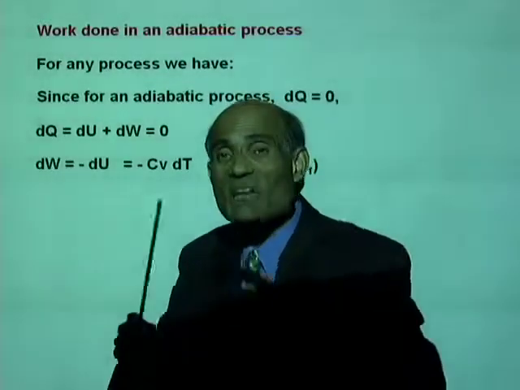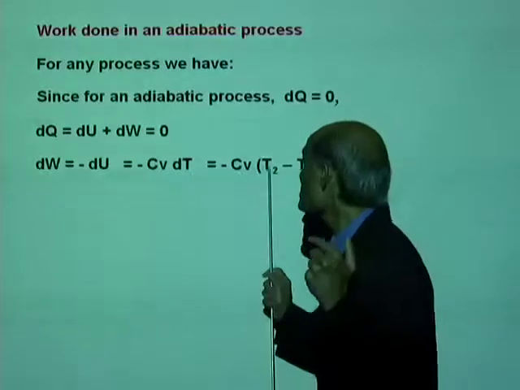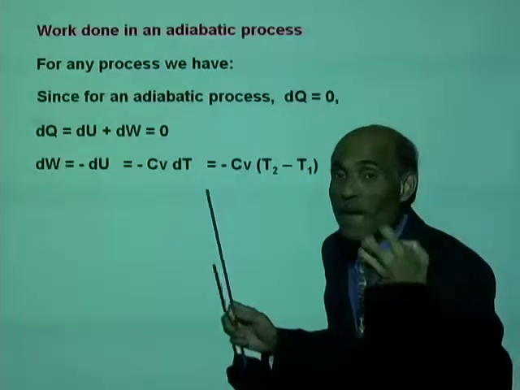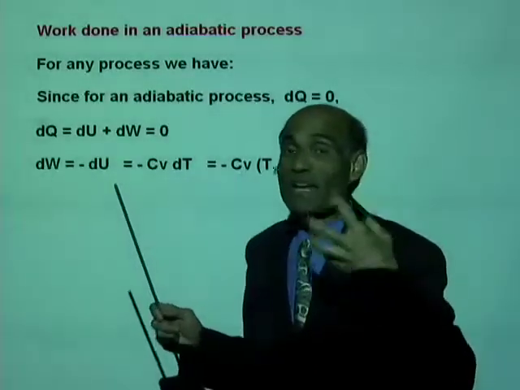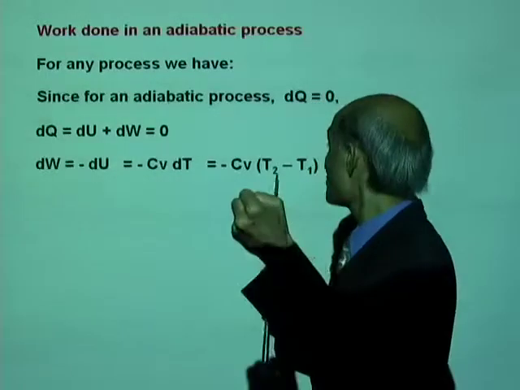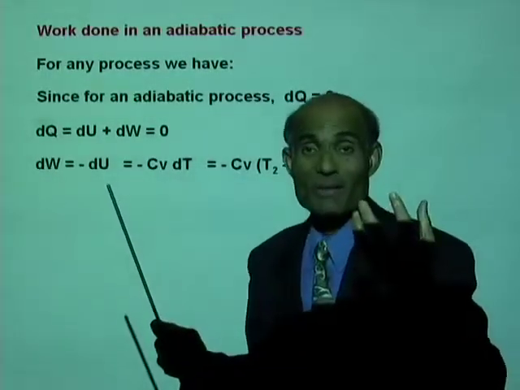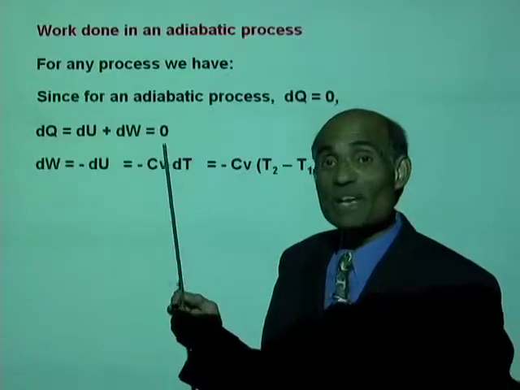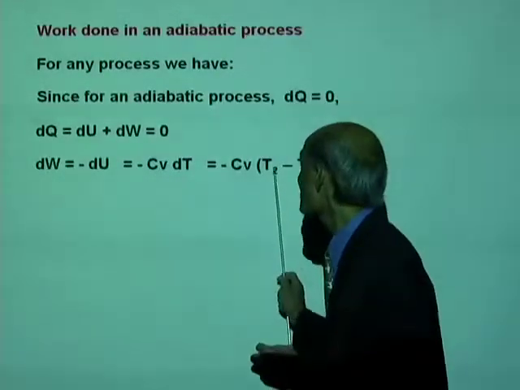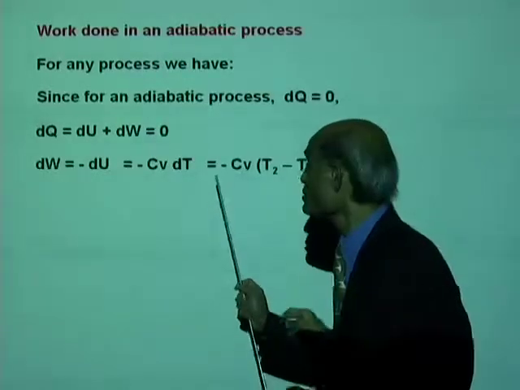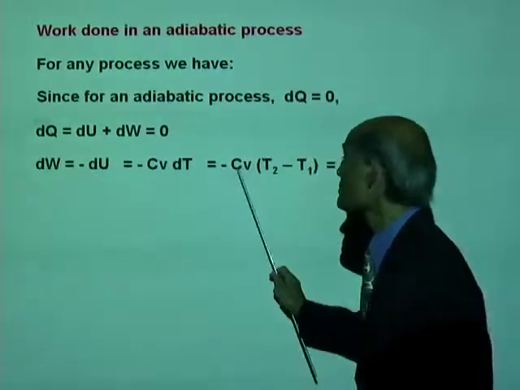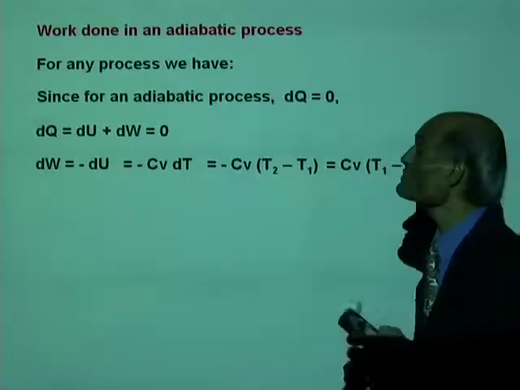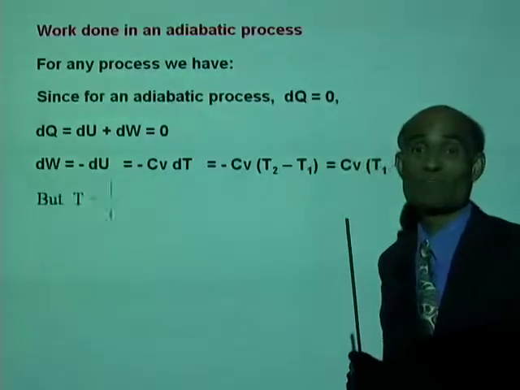Tell me, if it is an adiabatic expansion, will T2 minus T1 be a positive quantity or a negative quantity? For an adiabatic expansion, T2 minus T1 will be negative. Why? Because an adiabatic expansion causes cooling. T2 will be less than T1. So T2 minus T1 will be a negative quantity. So let's write this using a positive value, Cv times T1 minus T2. And that is a measure of the work done in the adiabatic process.